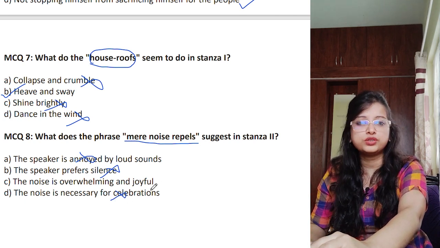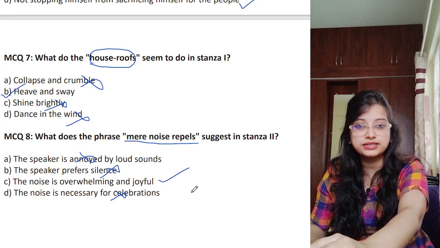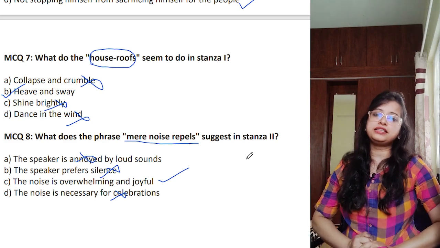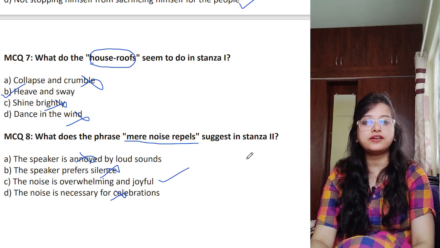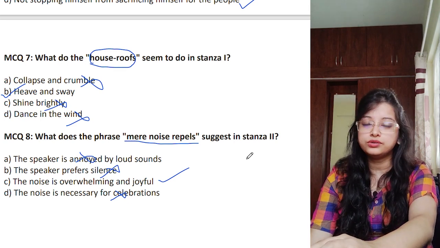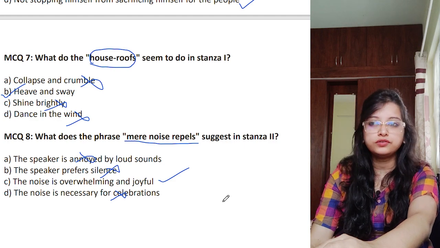Ki celebration mein noise hote hi hai. He is not accepting it. He is very happy. He is overwhelmed by all that sound. That people are there to, people are waiting to sacrifice anything and everything. They can even sacrifice the sun for me. Okay. So that makes that person joyful, happy. So that is all from MCQs.